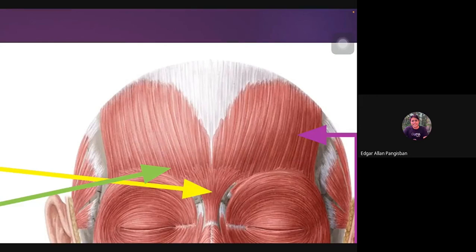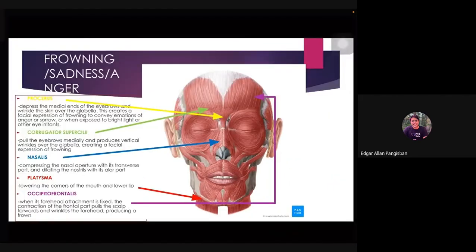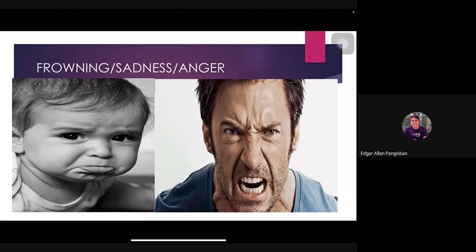Kaya dalawa rin ang kanyang contraction. We have an upward contraction and a downward contraction. So if your occipitofrontalis would contract downward, it would create a frowning face. Pag nag-contract siya upward, pataas, it would produce another facial expression, which is your surprise or shock. Titingnan natin yan mamaya.